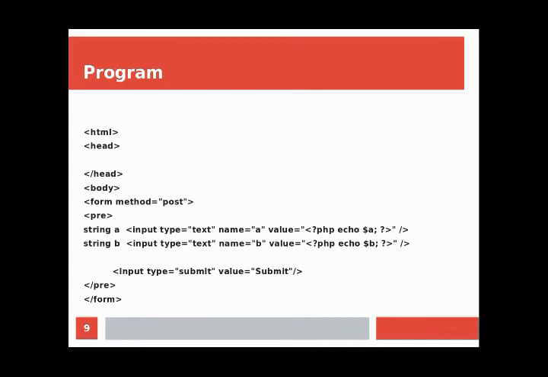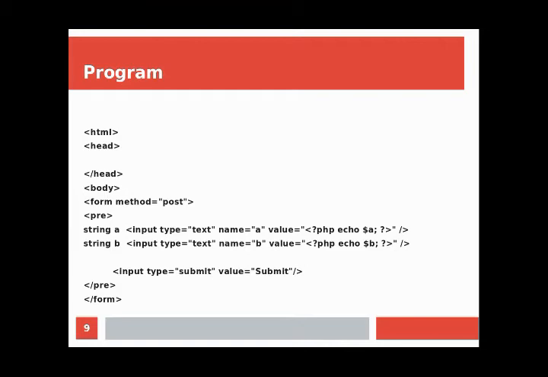Again here we have created the form with method post. We have taken double quotes, and within double quotes we have to write it every time. Then here we have to write pre in the HTML tag. Here string A, then we write in angular brackets, that is the left less than and greater than brackets.